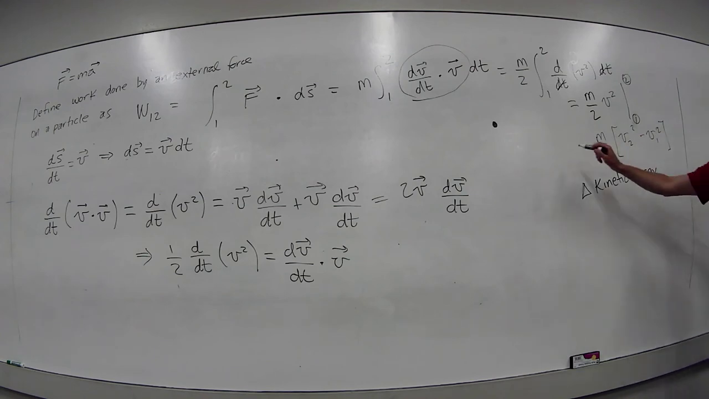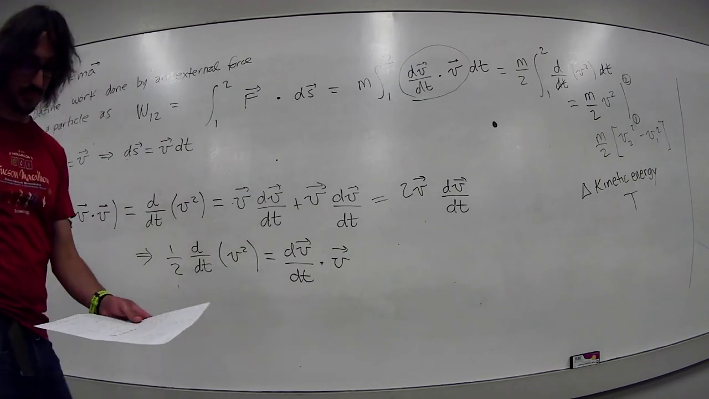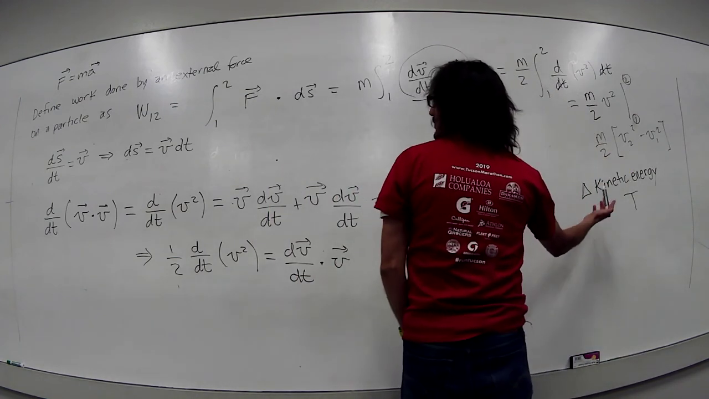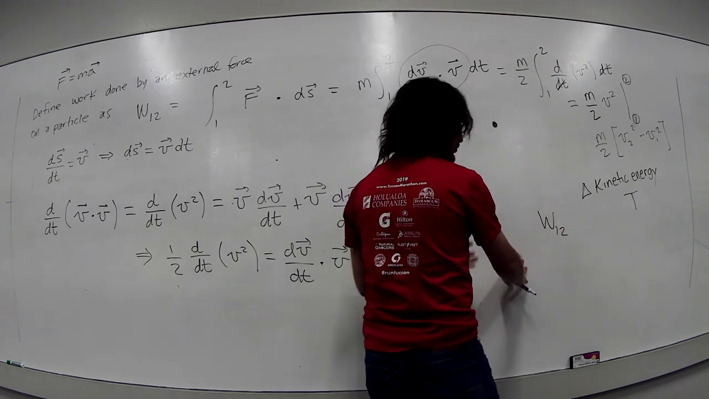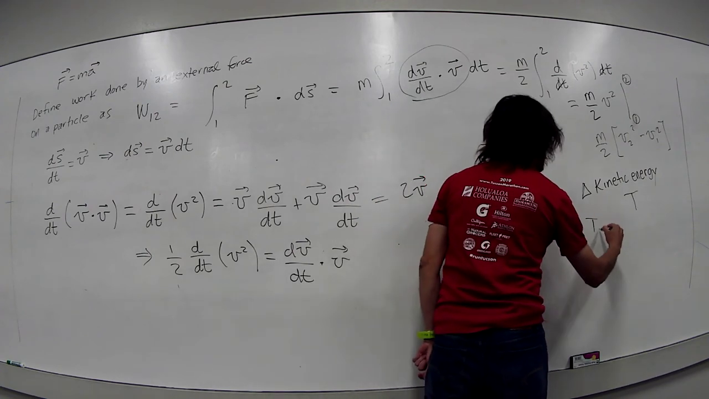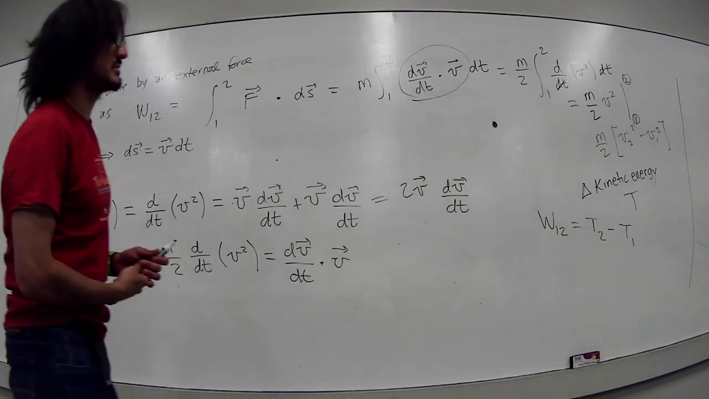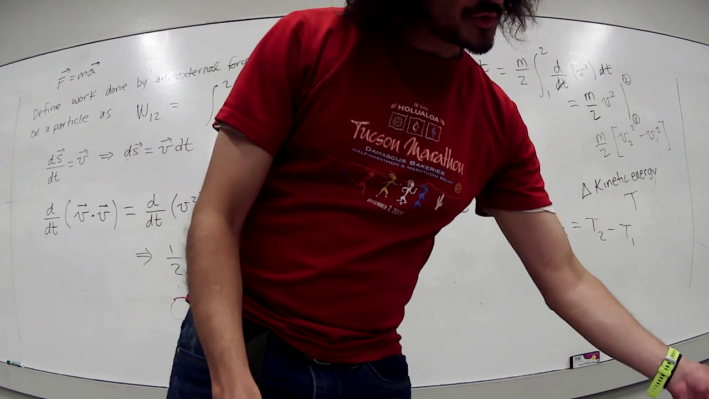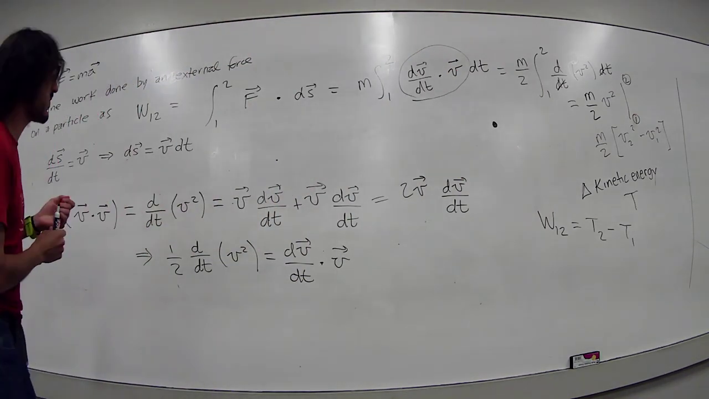So the symbol that we're going to use is T for the kinetic energy. I'm going to put it down here. Okay, so that's one part of it. So this will be T2 and T1. So what we get from this is that the work done by an external force on a particle that moves from point 1 to point 2 is T2, the kinetic energy at the second point, minus the kinetic energy at the first point. Cool. Let's look at the more subtle part.